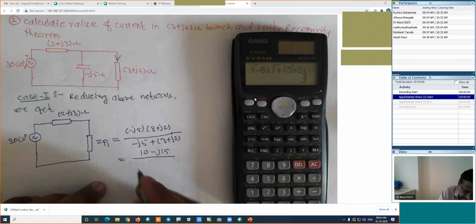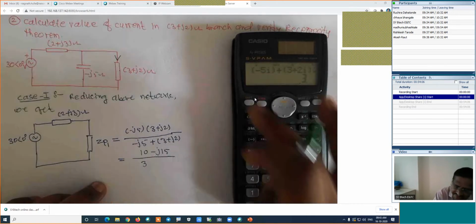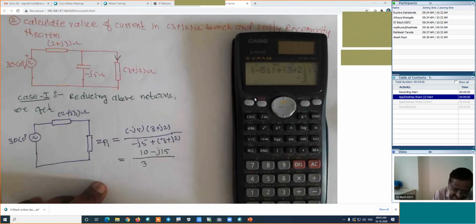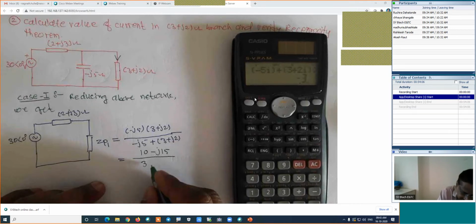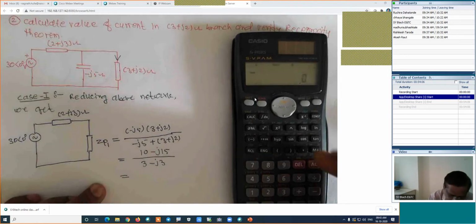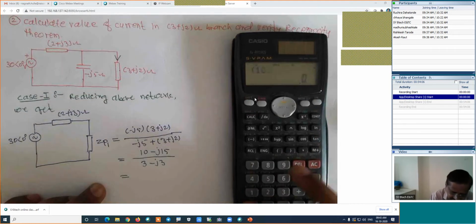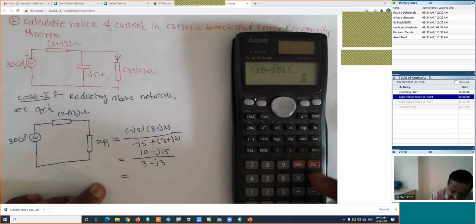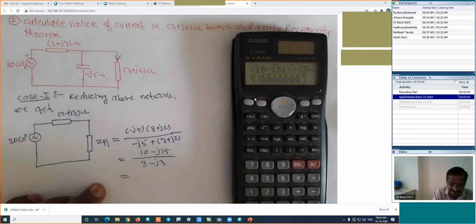The real part is 3. Shift, equals. In this case, the imaginary part is again minus 3, that is, minus J3 is the imaginary part. If I find this division, start bracket 10 minus 15i, close the bracket, divided by start bracket 3 minus 3i, close the bracket, equals, its real part is 4.16.